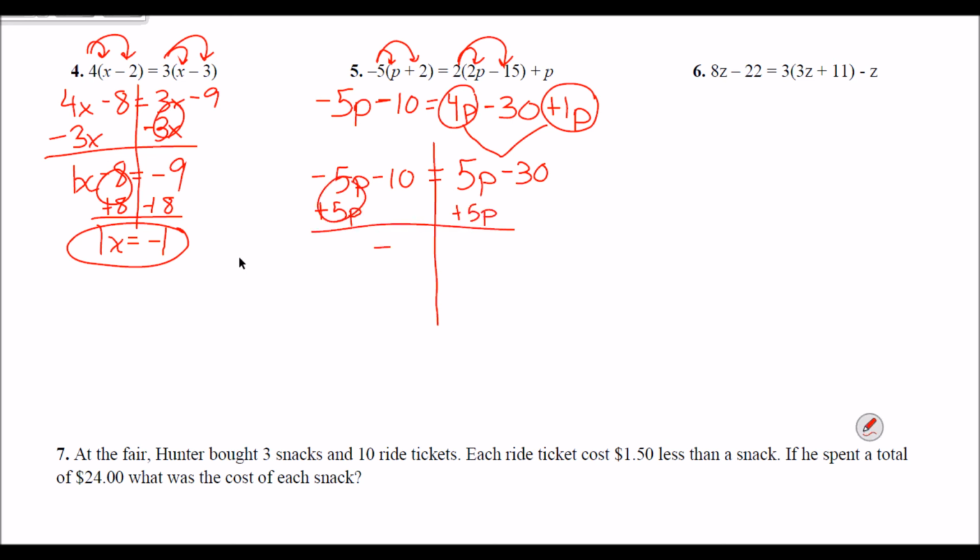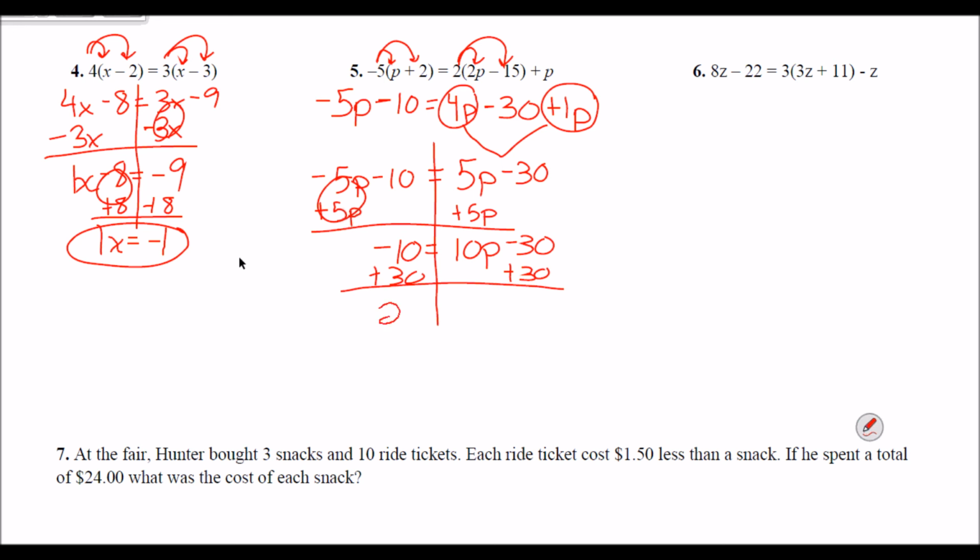The subtract 10 comes down and becomes negative 10. 5p plus 5p becomes 10p, and the subtract 30 falls in behind it. Now the right side of the equation is more important because that's where the variable is. I need to get rid of either the multiply by 10 or the subtract 30. And we want to get rid of the subtraction first by adding 30.